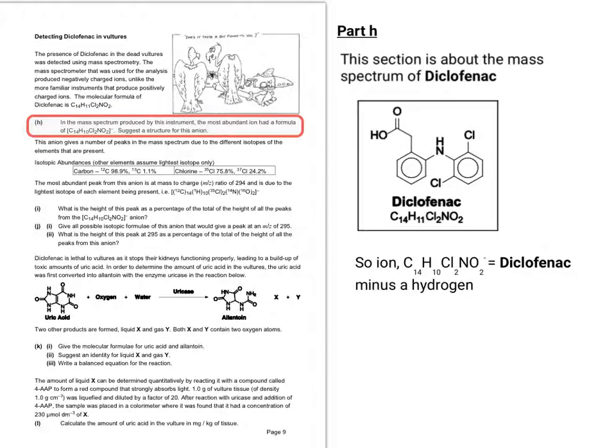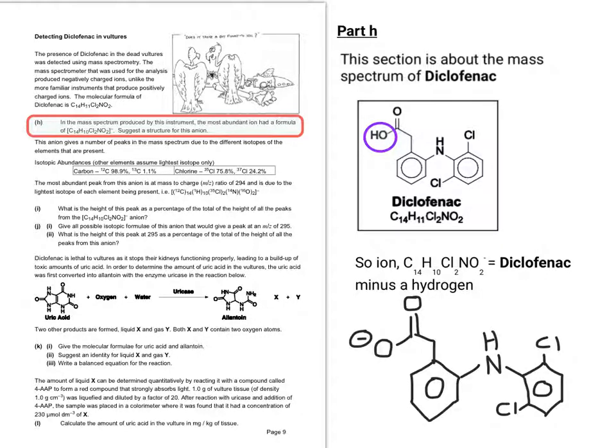Now don't forget it's a negatively charged ion, but they've already explained in the question that this particular mass spectrometer produces negatively charged ions. So looking at the structure, the only part of it that could easily lose a hydrogen is the OH. So the structure must be the carboxylic acid converting into a carboxylate, which gives us a structure that looks a bit like that.